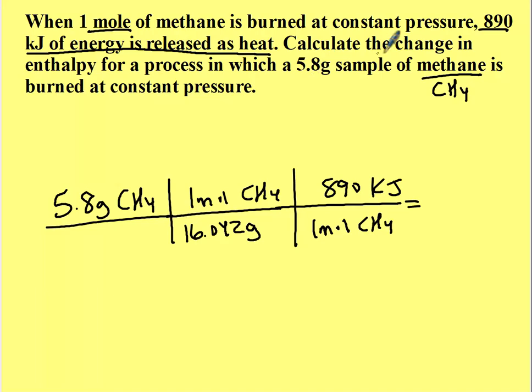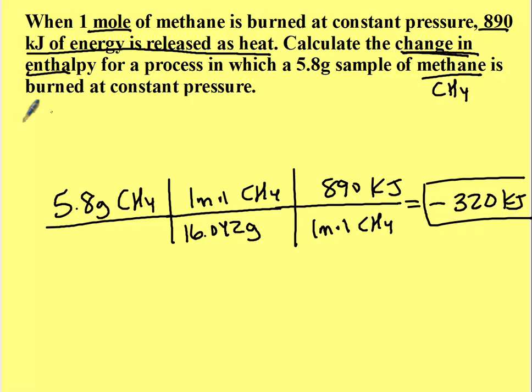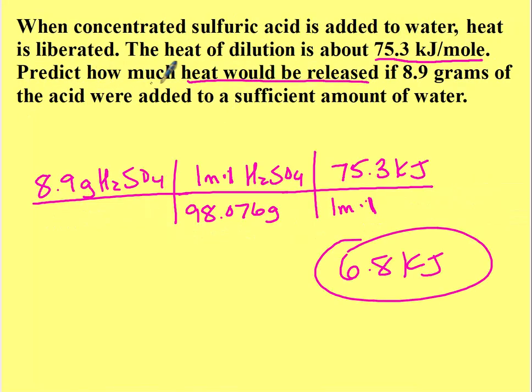And it says calculate the change in enthalpy. So it didn't say that energy was being absorbed or released, so we need a sign. And we're burning something, so it should be exothermic. So negative 320 kilojoules. So again, notice the difference. This one says change in enthalpy. It doesn't say if energy is being absorbed or released. It just says calculate the change. While the previous one said predict how much heat would be released. It didn't ask for enthalpy, and it specifically said the heat was released.